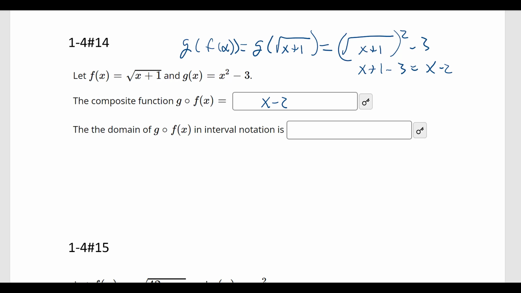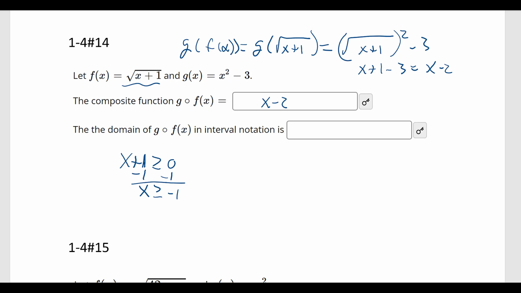And as that function sits, there's no problem. You don't need to worry about excluding any values, except we have to go back to our original inside function, that f. And we had x plus 1 under the radical, and that needs to be greater than or equal to 0. So if we subtract 1 from both sides, x is greater than or equal to negative 1.